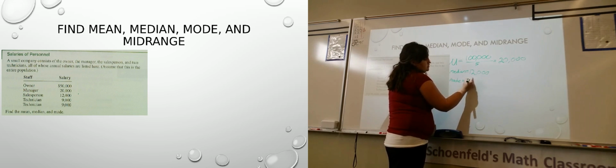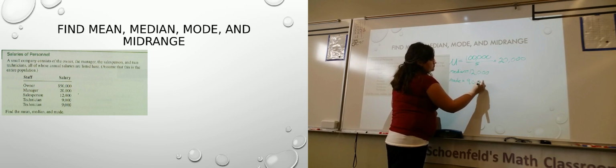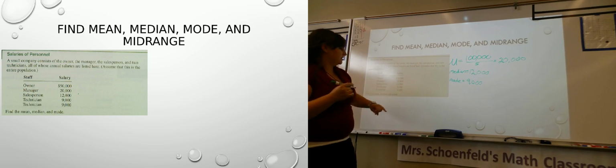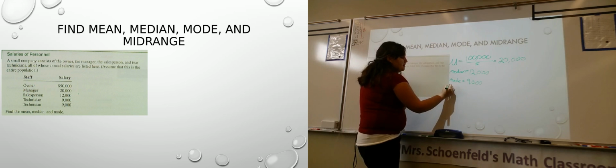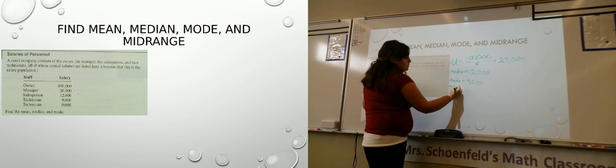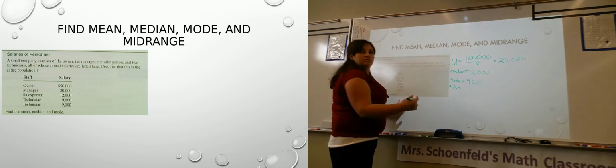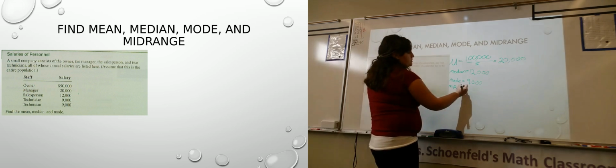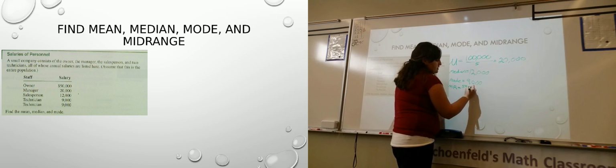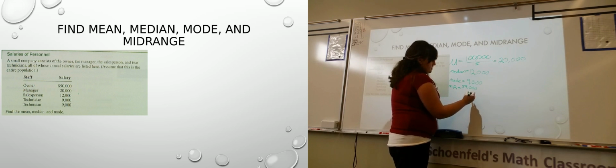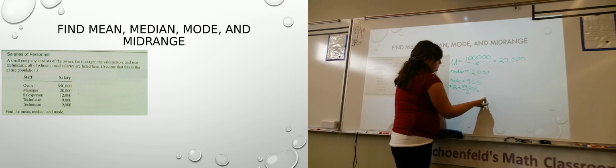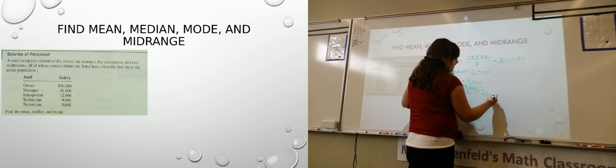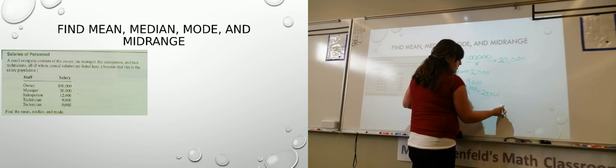Mode. And mid-range is high plus low divided by 2. So 59 divided by 2, 59,000 over 2, is 29,500.